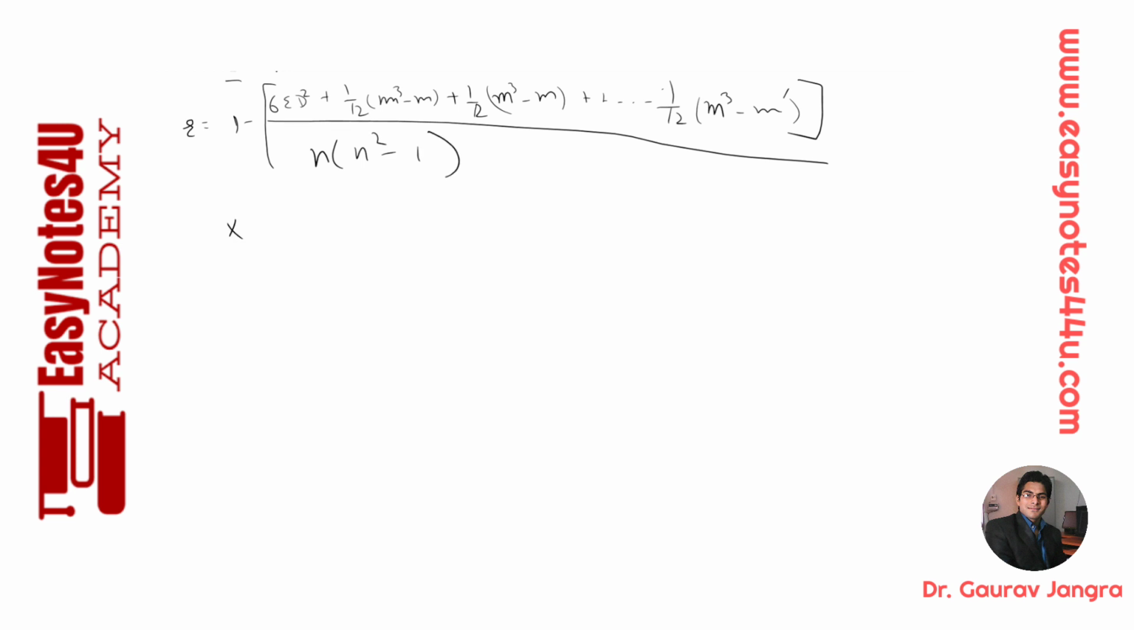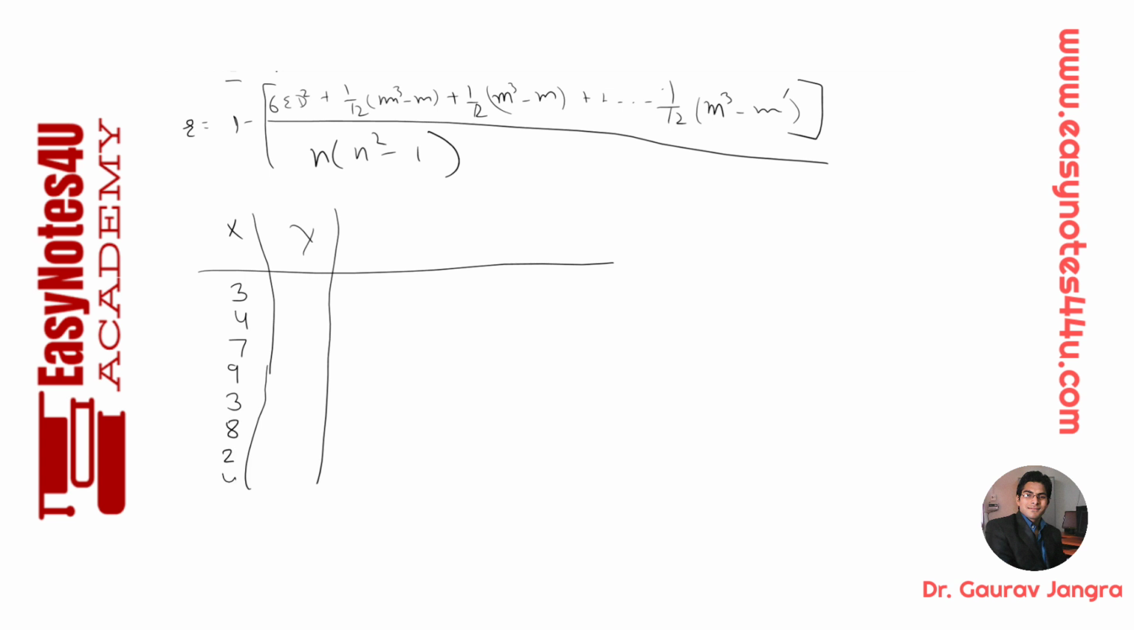So for example, I am taking an example. Value of x is given and the value of y is given. So we are taking the example like that: 3 4 7 9 3 8 2 4 3, and 2 7 5 4 2 4 2 1 8 2 and 6. So first of all, we have to assign the rank R1. See it carefully and listen carefully. And R2.